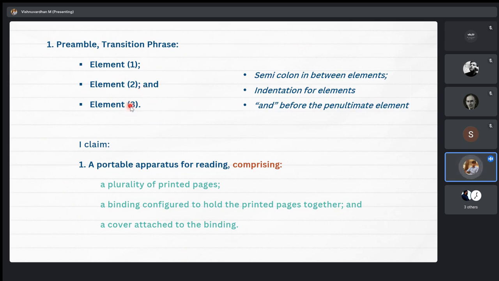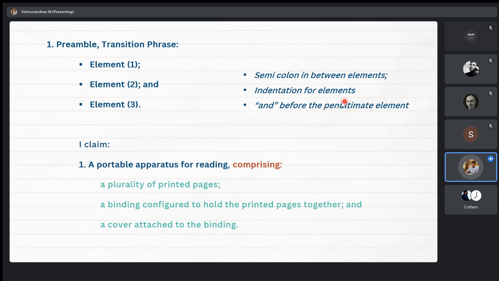So something to remember is after each element, put a semicolon. Don't put a full stop, because the second you put a full stop, the claim ends. So don't put a full stop. Always put semicolons or commas. Like if you've done C programming in computer science, every line ends with a semicolon. So you can use that to remember.